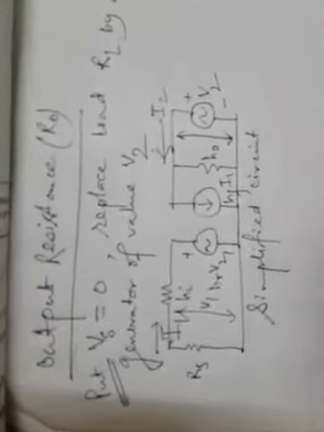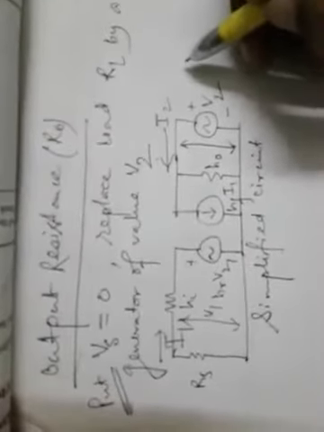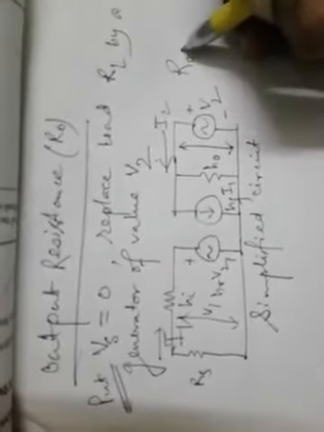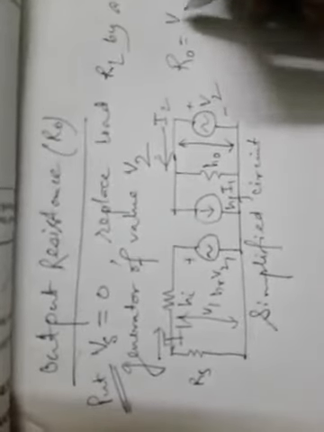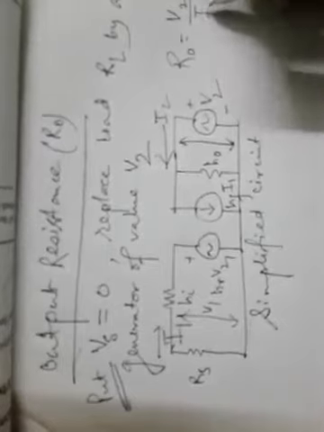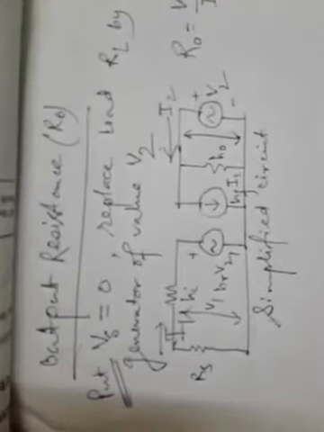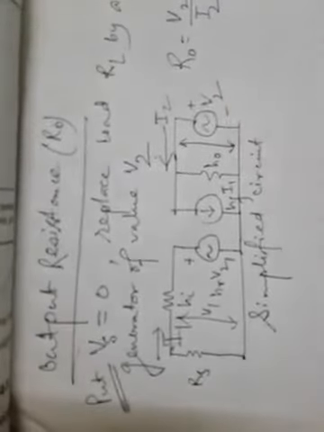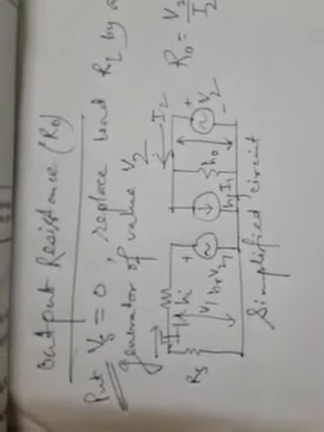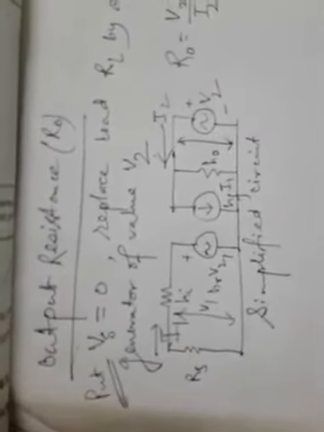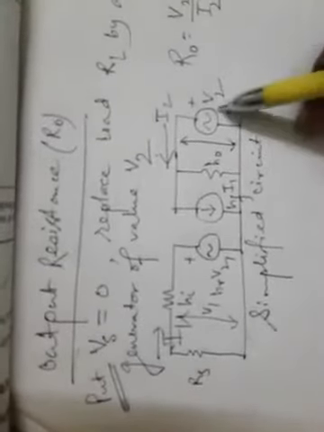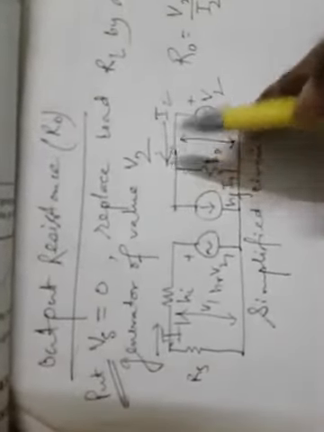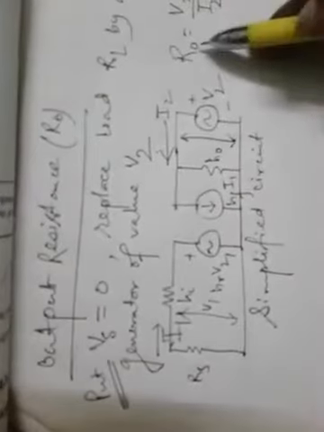Now what is output resistance? The definition is: output resistance RO is the ratio of V2 and I2, that is the ratio of output voltage by output current, where V2 is the source connected at the output port, and I2 is the current delivered by this source V2. That means this V2 is delivering this current I2. So V2 by I2 is output resistance RO.